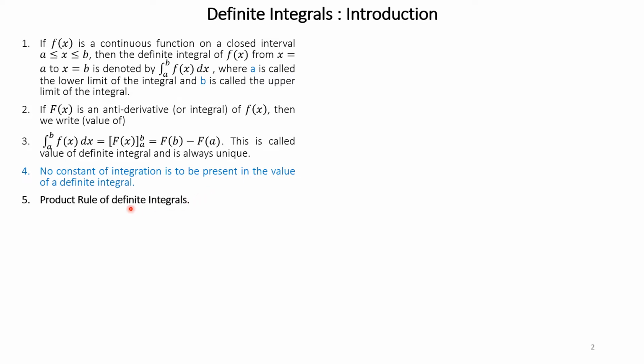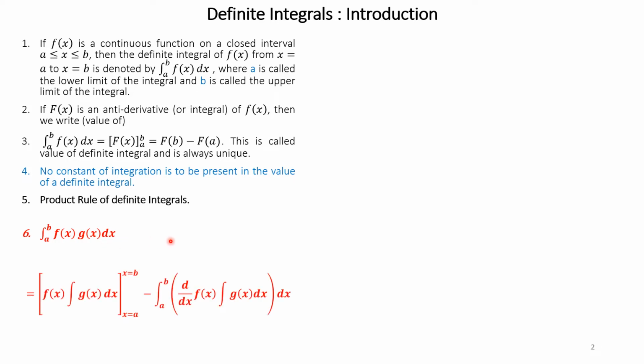Point number 5. Product rule of definite integrals. It is given by the integral from a to b of f(x), where f(x) is the first function, into g(x), the second function, dx equals, please note here very carefully, this formula we have studied previously. It is a square bracket of the first function into the integral of the second function dx, close the bracket, where the limits are x equals a to b. Here the boundaries are specified.